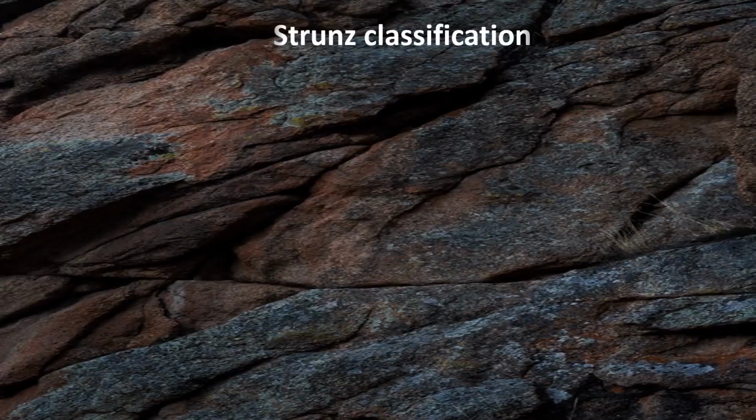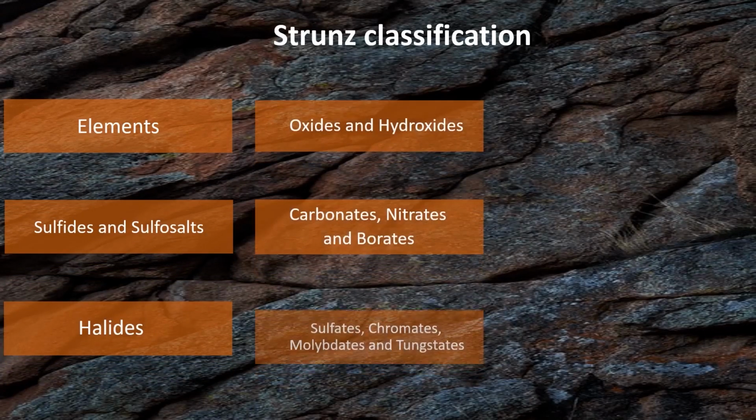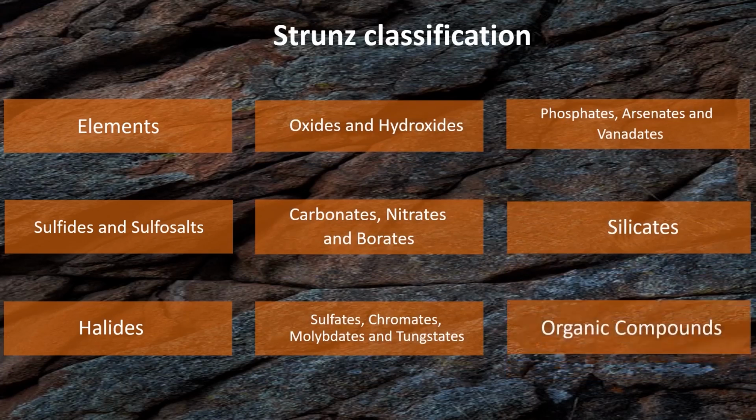Another classification which we commonly follow is Strunz's classification, which is also a scheme of division of minerals. It is more or less the same as Dana's classification, and it is also based on families and groups according to the chemical composition and crystal structure of the minerals. I will not go into detail about that. If you look into it, there are elements, sulfides and sulfosalts, halides, oxides and hydroxides, carbonates, nitrates and borates, sulfates, chromates, molybdates and tungstates, phosphates, arsenates, vanadates, silicates, and organic compounds.